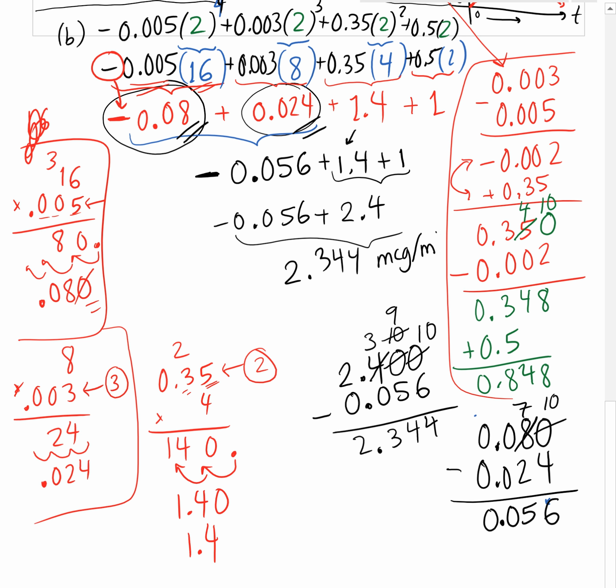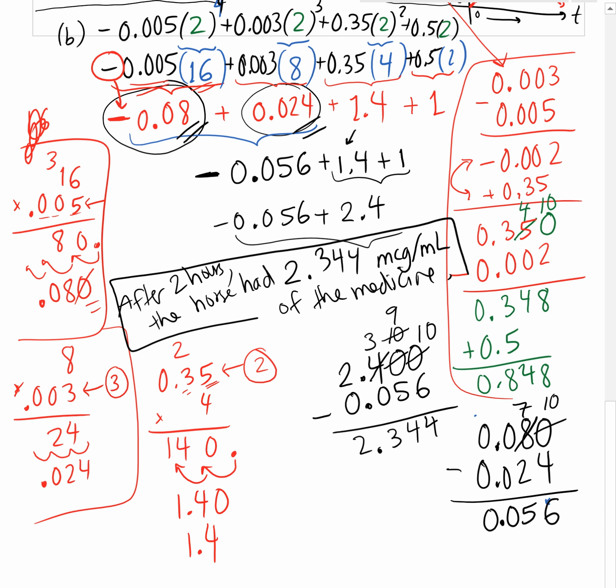And this was measured in, was it? Micrograms per milliliter. So I could say after 2 hours, the horse had that many micrograms per milliliter of the medicine in his bloodstream. You could just leave it at that, though. That's good. Whew. All right, that was a lot of work, you guys.